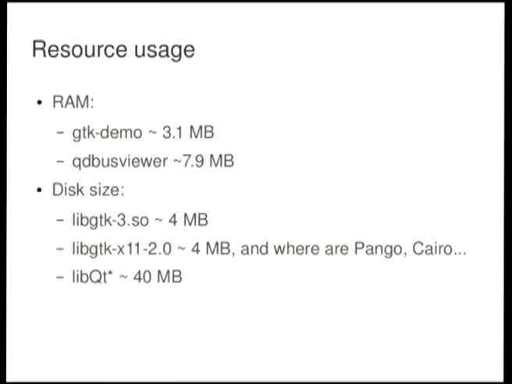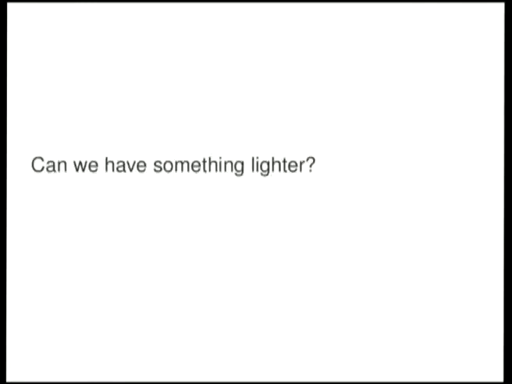Let me show some size comparison. For example, a plain GTK demo is using this much memory, or Qt's D-Bus viewer, which is a plain Qt application. Now I'm just comparing disk usage. Some of you will probably say, okay, disk today is quite cheap, but if you go to embedded devices, with, let's say, a micro SD card, this can be a problem. So, can we have something lighter?